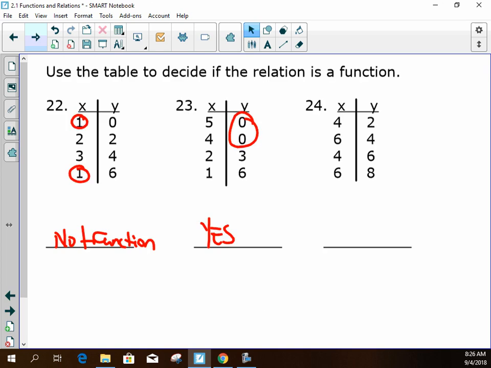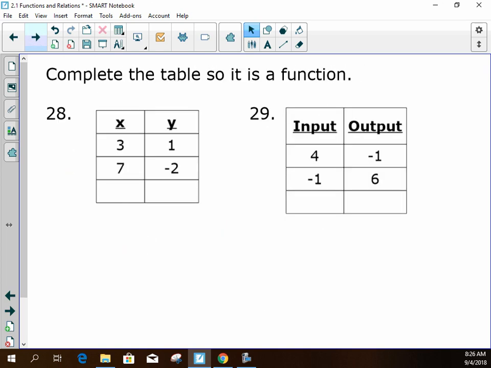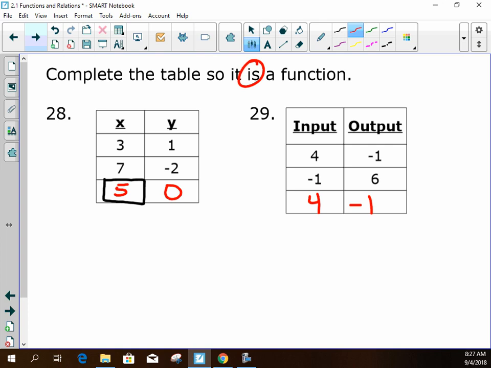We've already talked about this. You're looking at your x values. Wait. Sorry, this is different. Complete the table so that it is a function. So what can I put here? What can I put in this right here to complete this table? I can put 3 and 1. Or I can put any number that is not 3 or 7. I can put 5 here. And then I can go 0. I don't care. So here's the key word. Is a function. So over here, I can go 4, negative 1. And that still keeps it a function.